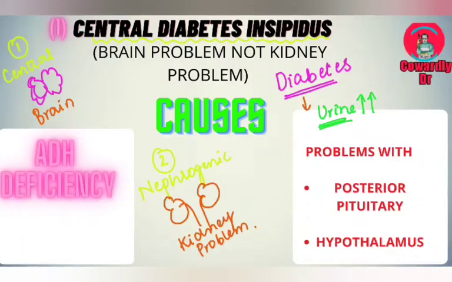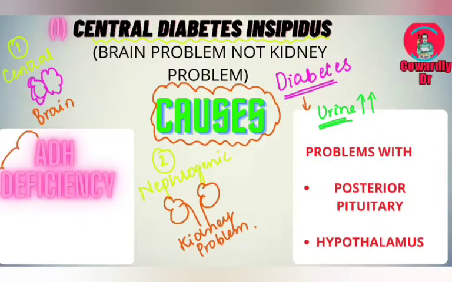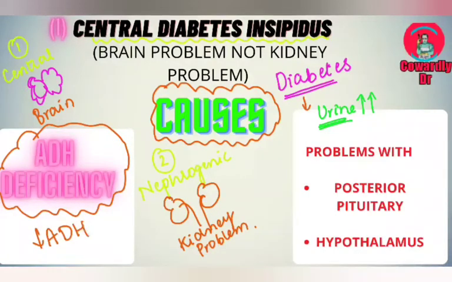So there are two main causes of central diabetes insipidus. The first main cause is ADH deficiency, and the second cause is problems with the posterior pituitary or the hypothalamus of the brain. It could be some sort of infection, it could be some sort of tumor, etc.